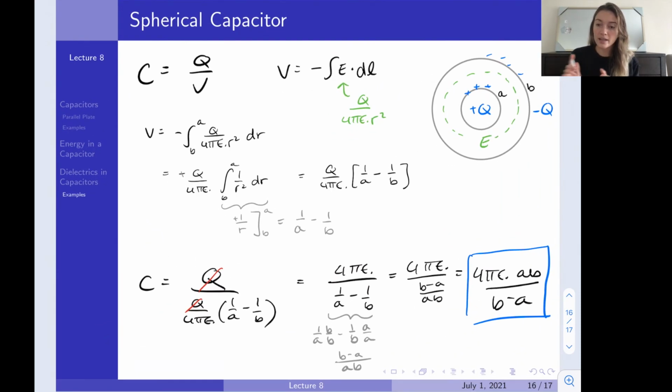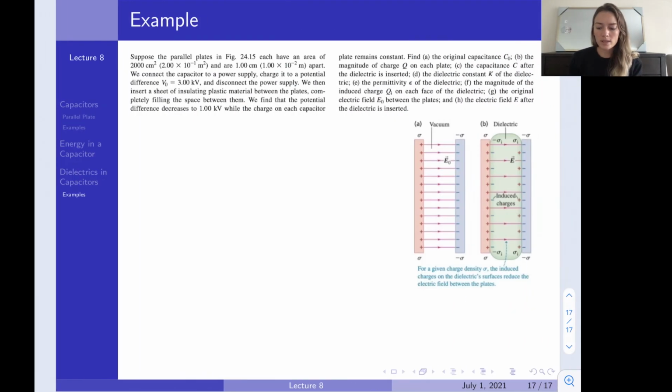All right, in your book they also do a cylindrical capacitor, which is a really good problem to know how to do, and we might do it for discussion. So definitely know how to do the capacitance for a sphere, and then also try it for a cylinder as well. All right, now let's do one last example.